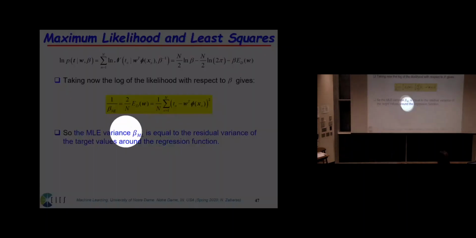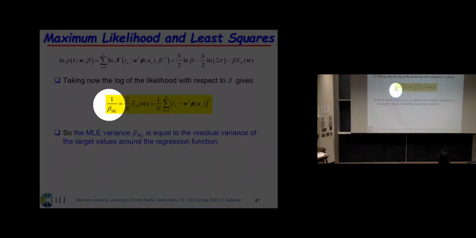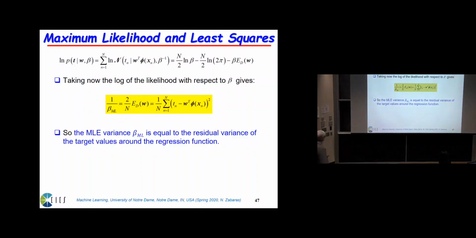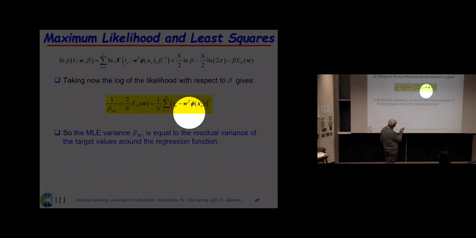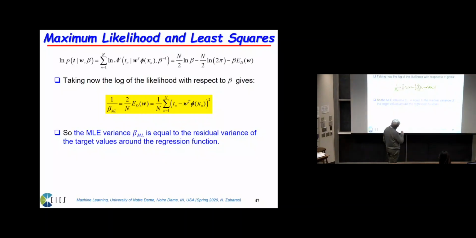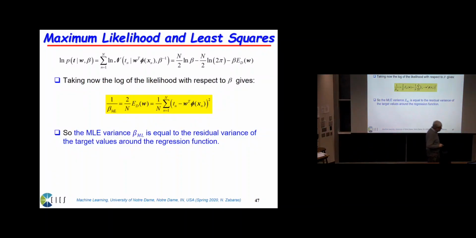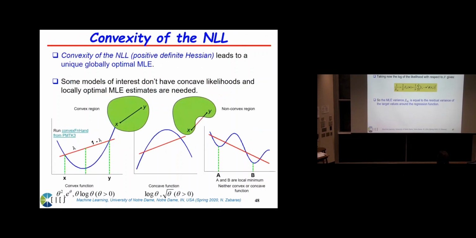Now, I already showed you the MLE estimate for the precision. Beta is the precision, 1 over beta is the variance, so the MLE estimate for the variance is the empirical variance. But again, notice that the mean you use is the regression function, so it's not the true mean for the model. Okay? So we have nice MLE estimates both for beta and for W.